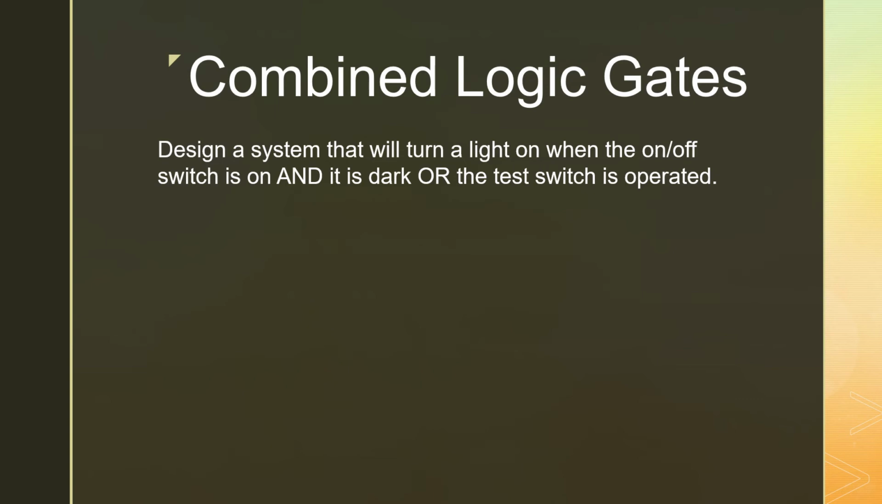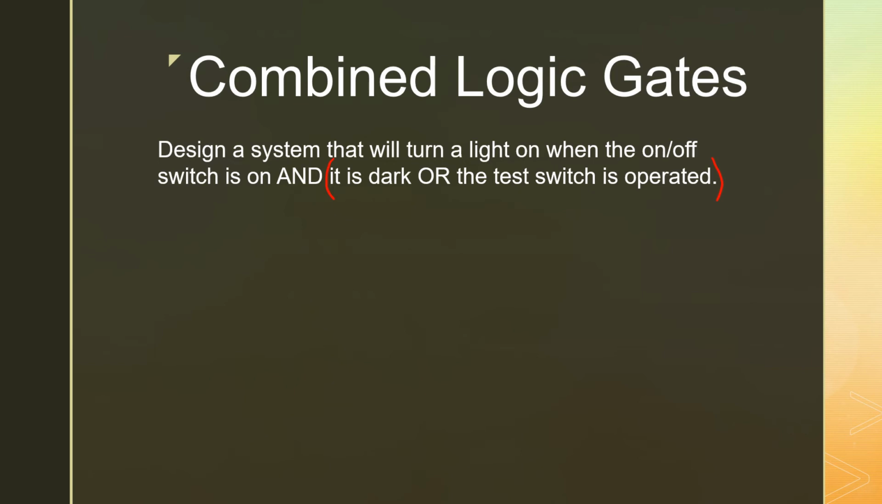Okay, so we're going to break this down. Now, there's a couple of ways you could think about this. It says the on-off switch is on, and I'm then going to put a bracket here to help understand how I intended this question to be read. And it is dark, or the test switch is operated. So the overriding thing is this on-off switch. Regardless of what happens, this is only going to work if the on-off switch is on.